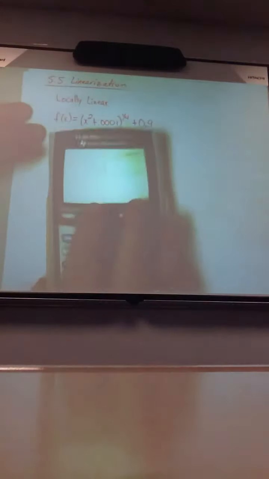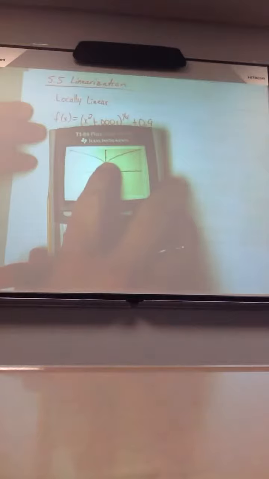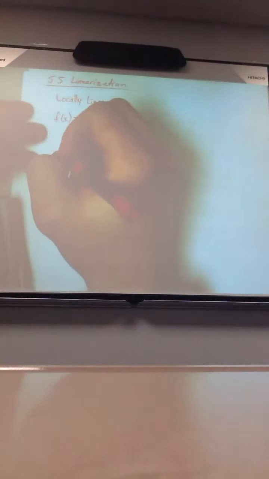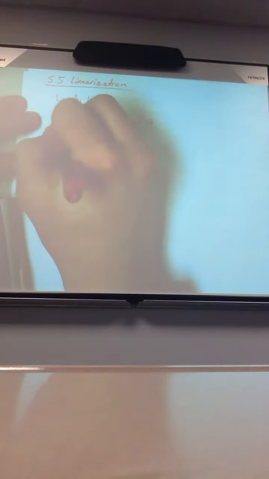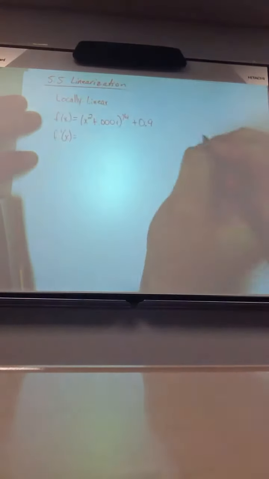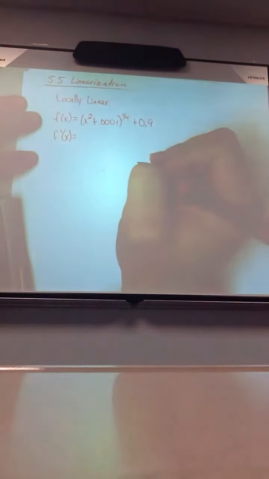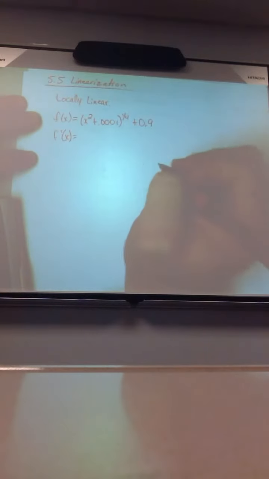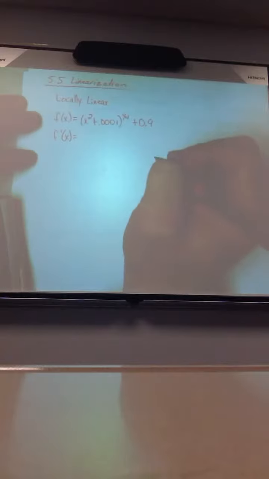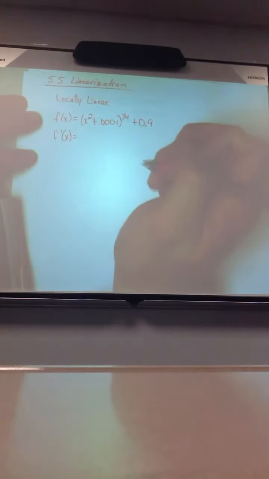So if this is a cusp, it shouldn't be differentiable at x equals 0, right? Let's check. Let's do the derivative of this. Close parentheses plus 0.9. So f prime of x will equal. Do the derivative very carefully. Come on, this is good practice right here. You have to do chain rule.